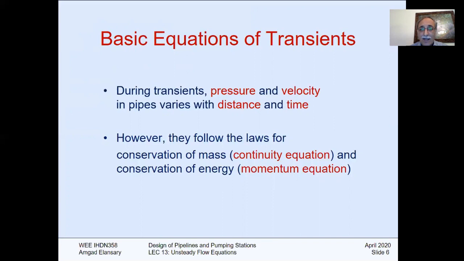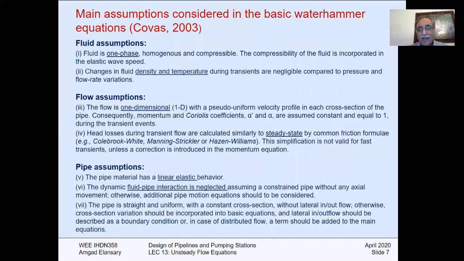Before we start the equations, we need to know the assumptions, and I summarize them on this page. Don't worry about it, but it summarizes everything I need to say about the main assumptions considered in the basic waterhammer equation. This has been done by Covas, 2003. There are 3 groups of assumptions regarding fluid, flow, and pipe. Regarding the fluid, it is one-phase flow, meaning it is liquid. There is no gas there. It is homogeneous, compressible, and the elastic wave is considered. Changes in fluid density and temperature are negligible here.